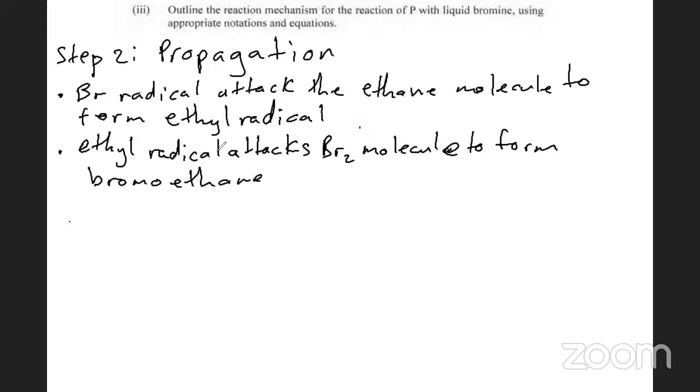the two key things that happen in propagation is that your bromine radical that was produced in step one attacks the alkane. So whichever alkane they give you, the radical will attack that alkane, right? And that alkane will be converted into a radical as well. So it's two steps. So in propagation, it's two steps. First one, the bromine radical is going to attack your ethane. So this is step one of propagation.